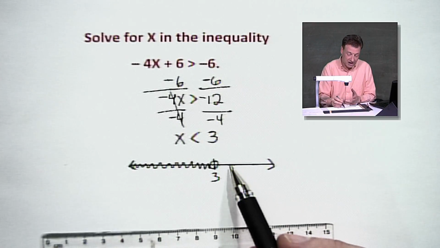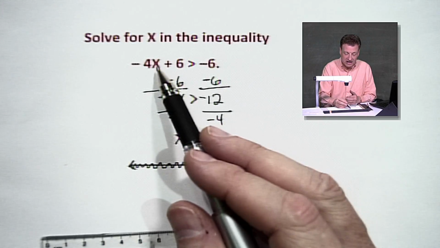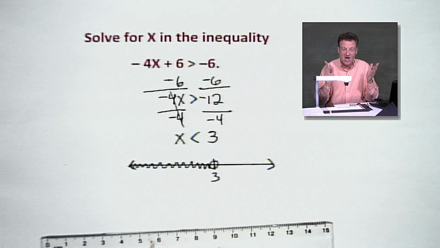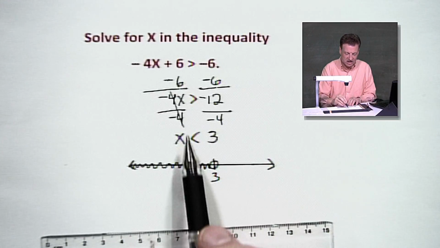You could also check over here. How about put a 4 in there? If you put a 4 in here, you're going to get negative 10 greater than negative 6, which is false. So you know it only shades to the left.